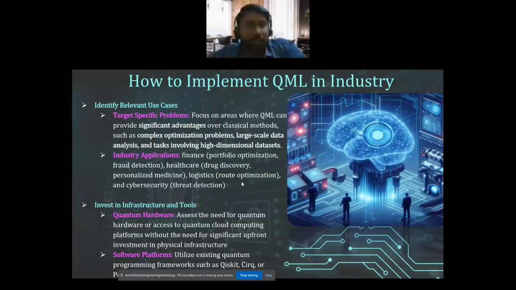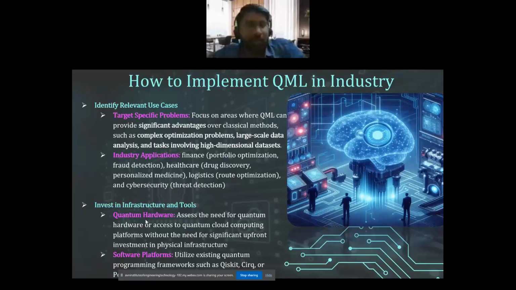The R&D cost will be very high, and it will not be that useful in the initial stages. So what we need to do is utilize the quantum cloud computing platforms. That is a major thing. Why? Because quantum hardware is very costly.